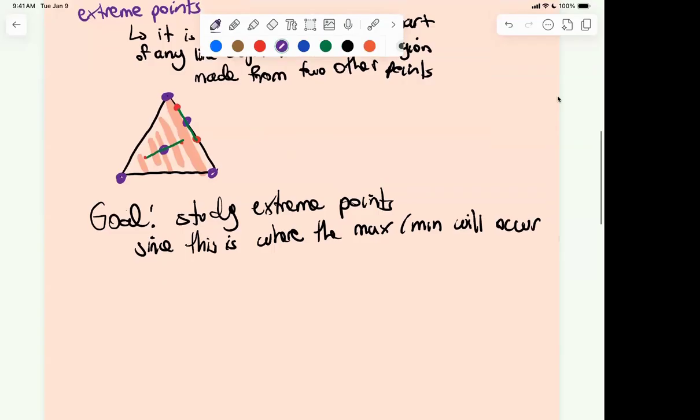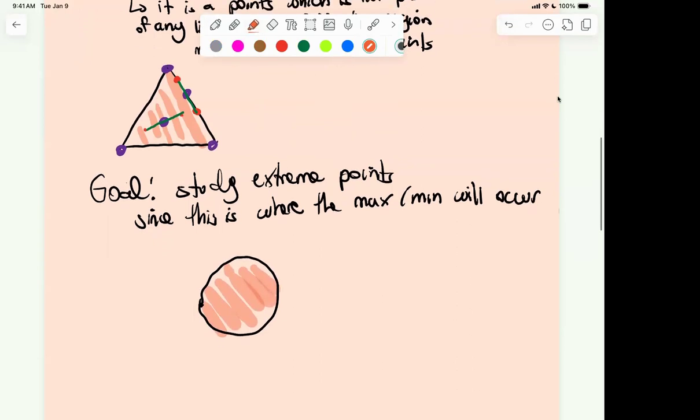Just as a remark, if you look at something like a disk, think of a disk. That is convex. A disk is a convex set. The proof is not too bad, but if you do it algebraically, it's not as silly as you may think. It does require some actual computations, playing with inequalities.